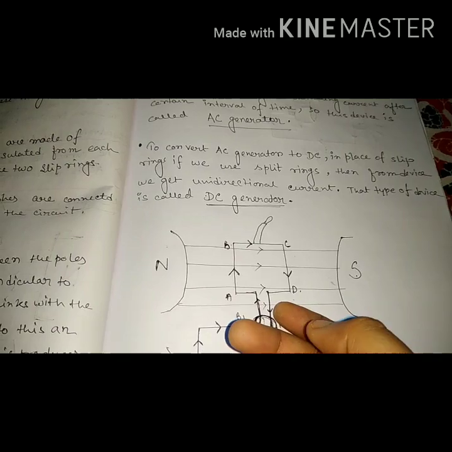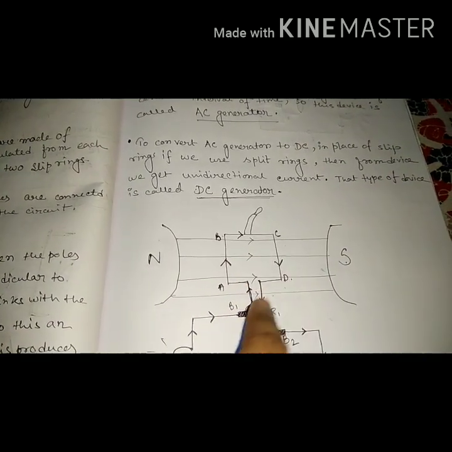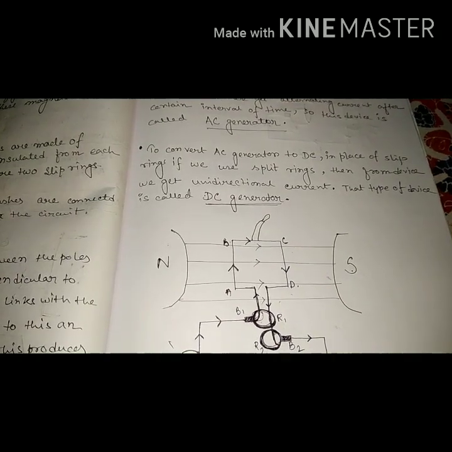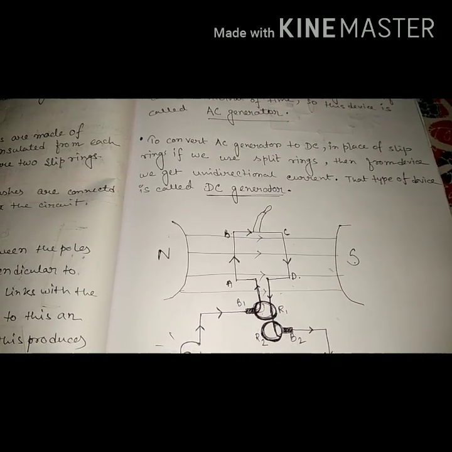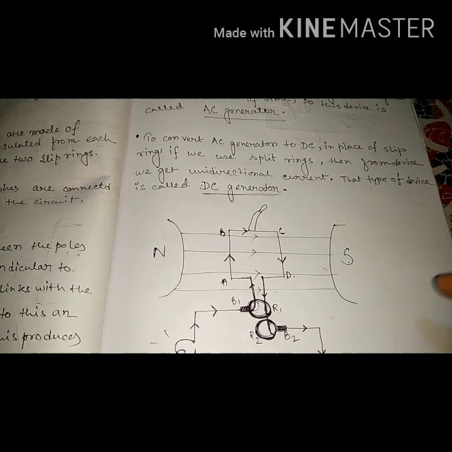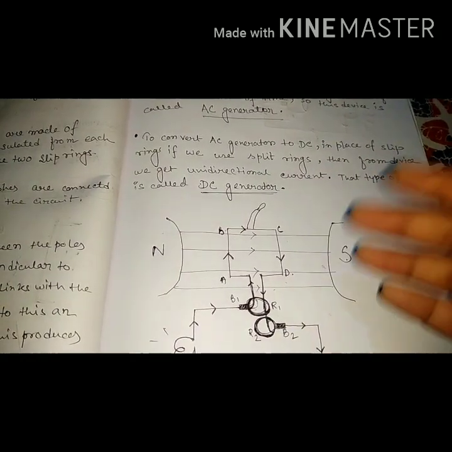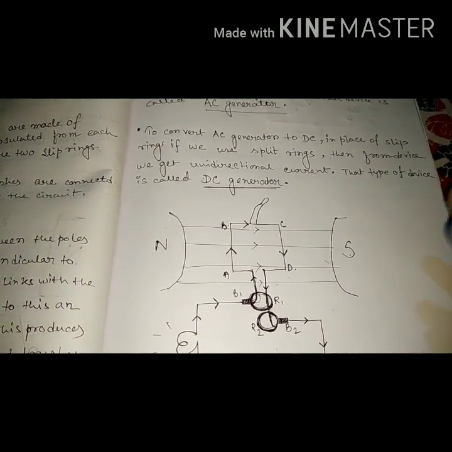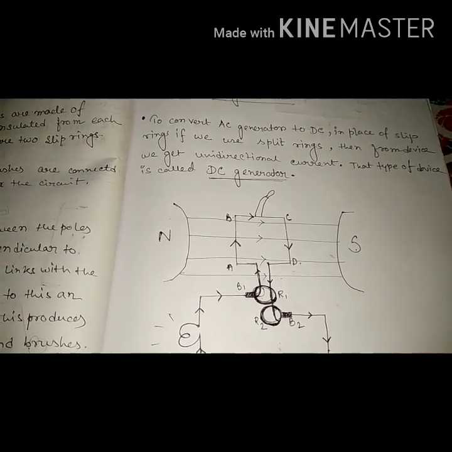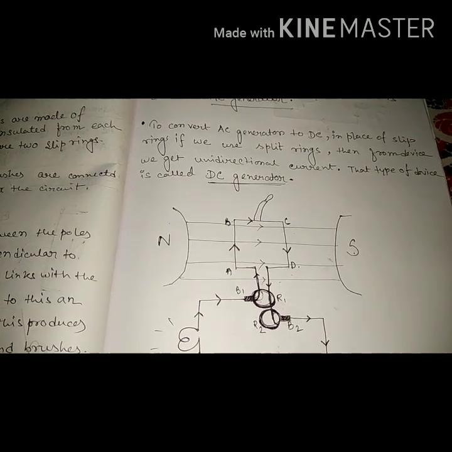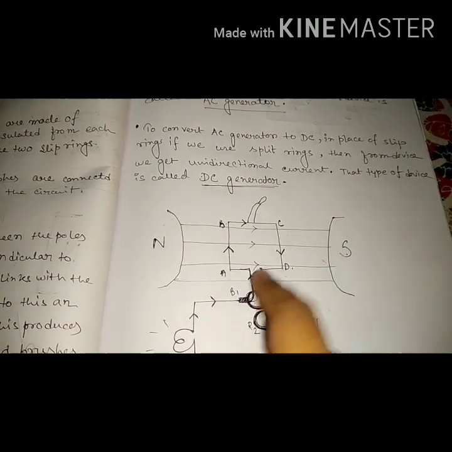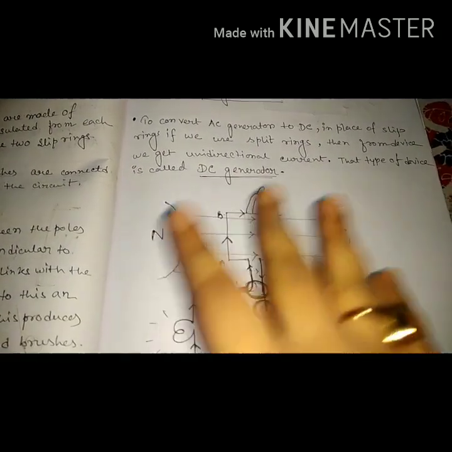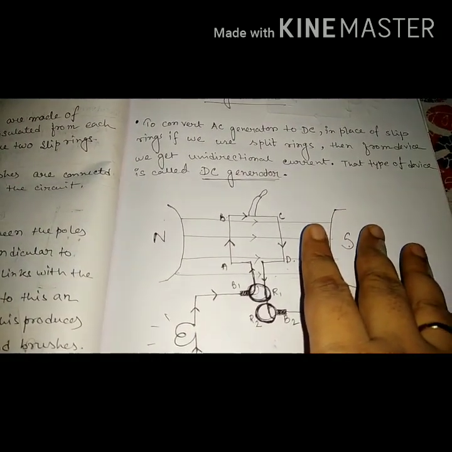Try to draw this generator at home, but in place of a slip ring, draw the split ring, then apply Fleming's right hand rule. Then see whether the direction changes after half rotation or not. If the direction does not change and stays the same, that means this is a unidirectional current, a DC generator. That type of generator is called a DC generator. Please try it at home. In place of a slip ring, use split rings. Other things are the same.